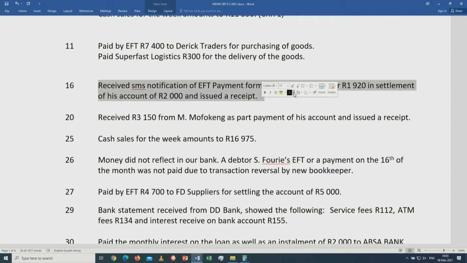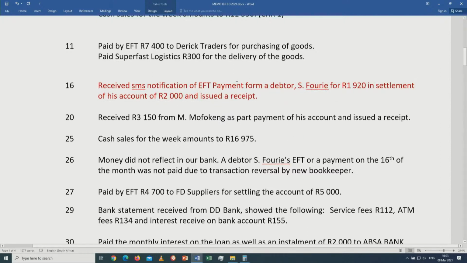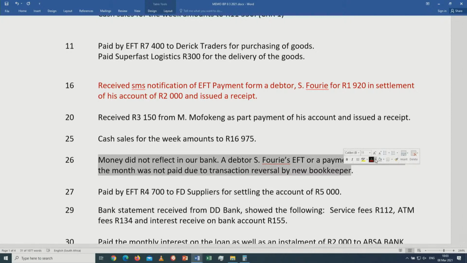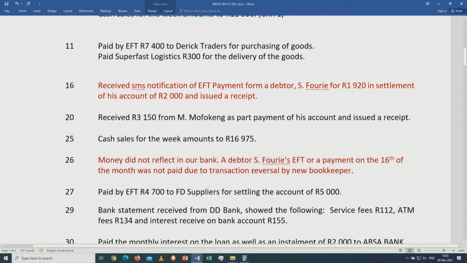You cannot record it at all. Why? Because you have just received an SMS notification. It doesn't reflect in a bank statement. In the same way, on the 26th, I want you to check it. You see, they have reversed it even before a month can come in. So you do not record these two because you only record things that you see on the bank statement. So be careful that you are not going to record that kind of transaction on the 26th and on the 16th.